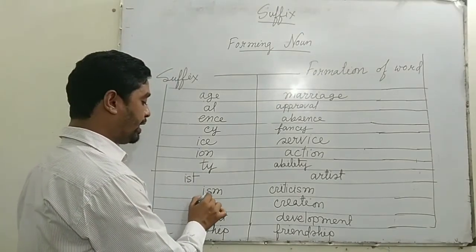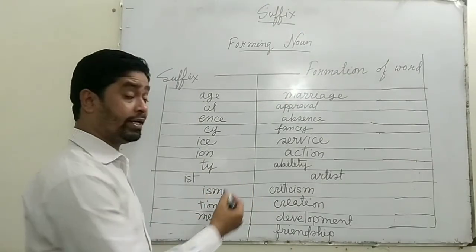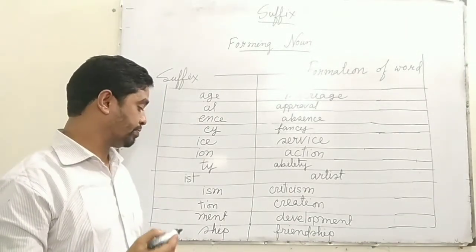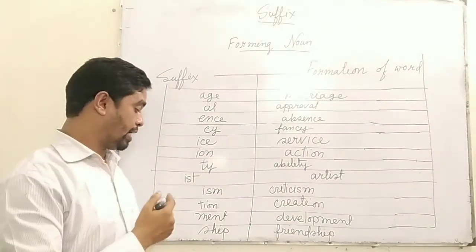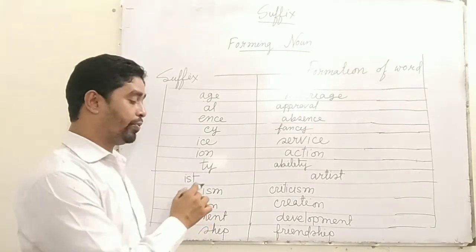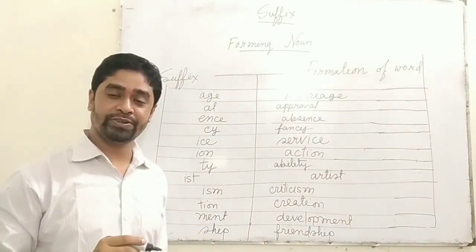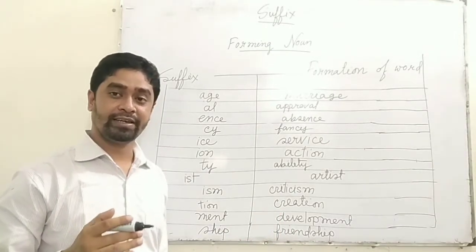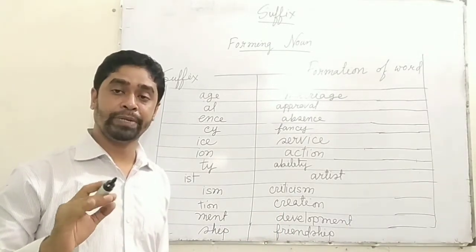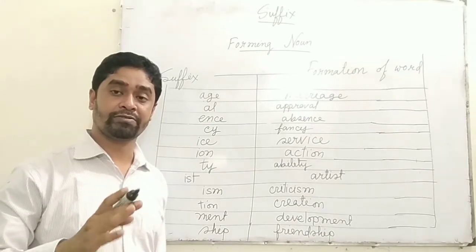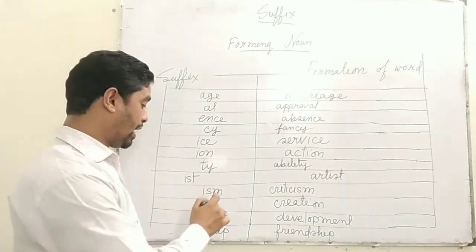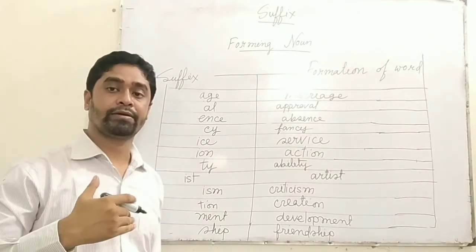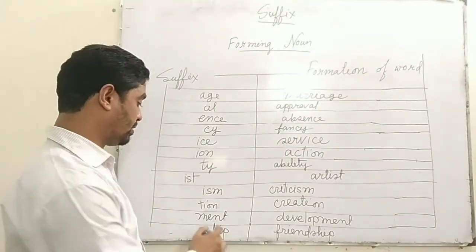Next, ism, it creates a noun, that is criticism. Next, tion, it also creates a noun, that is creation. Here create is the base word. After create, tion is added, then it creates creation.